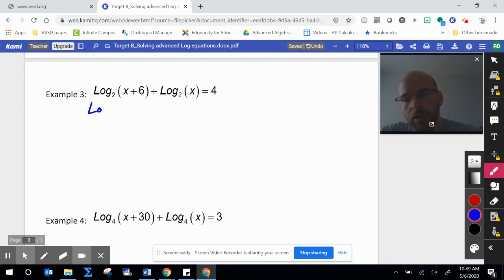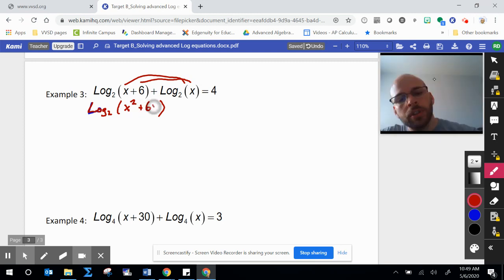I want to change to a red pen here. So if I have the log base 2, and if I multiply x plus 6 to x, you're going to have to distribute that to both. I need to multiply x to both of those terms, which gives me an x squared plus 6x is equal to 4. Okay, so now we go about it the same way.